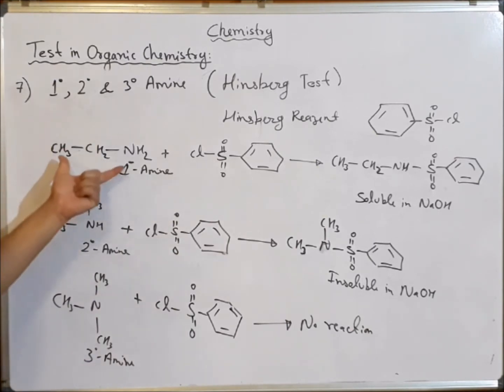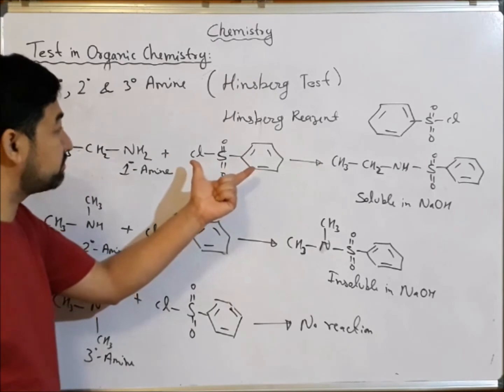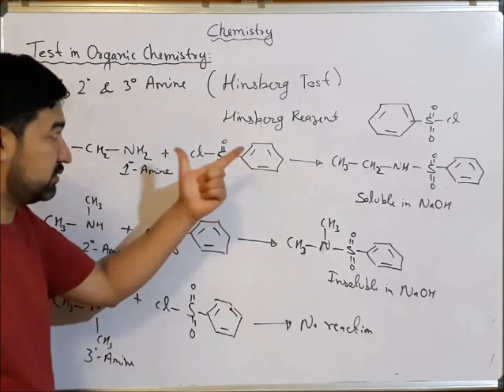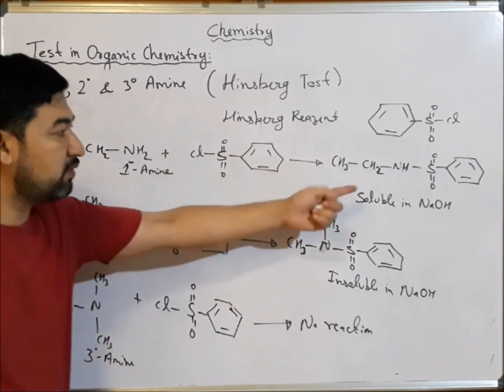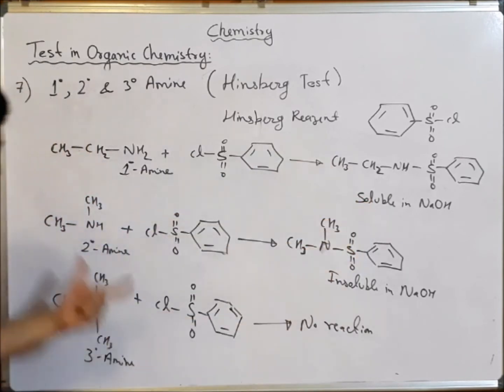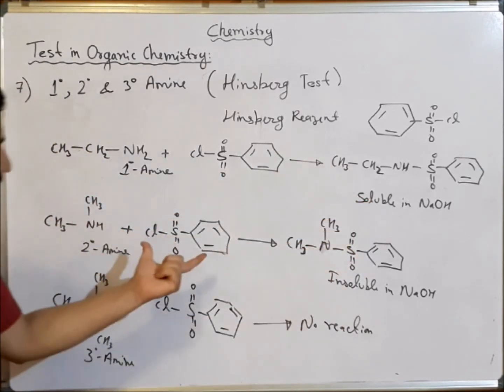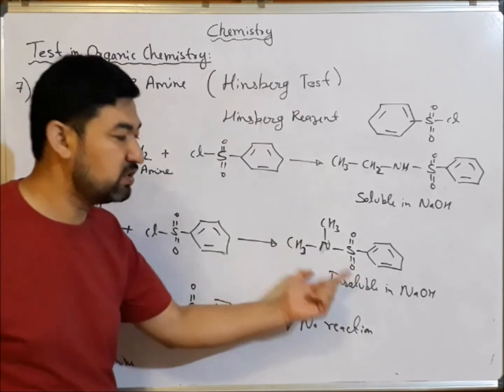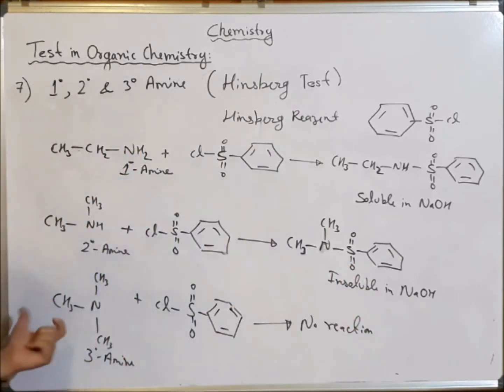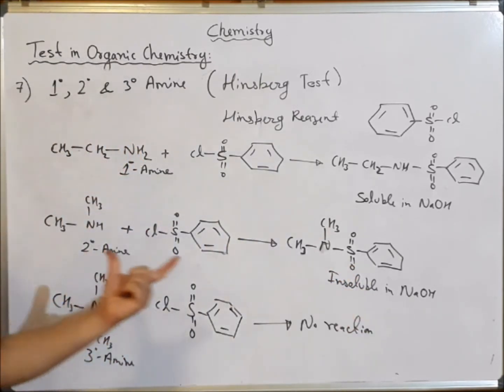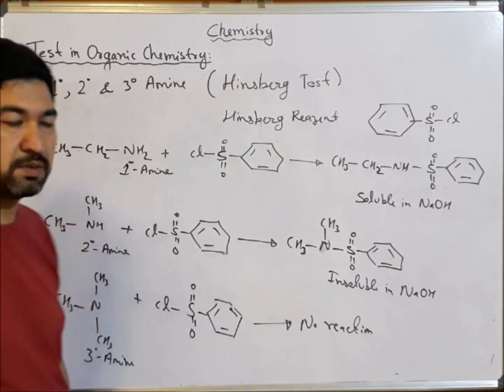In case of primary amine, it reacts with the benzene sulfonyl chloride, that we call Hinsberg reagent, to give a compound which is soluble in NaOH. In case of secondary amine, it reacts with Hinsberg reagent to form a compound which is insoluble in NaOH. And in case of tertiary amine, it does not react with Hinsberg reagent.